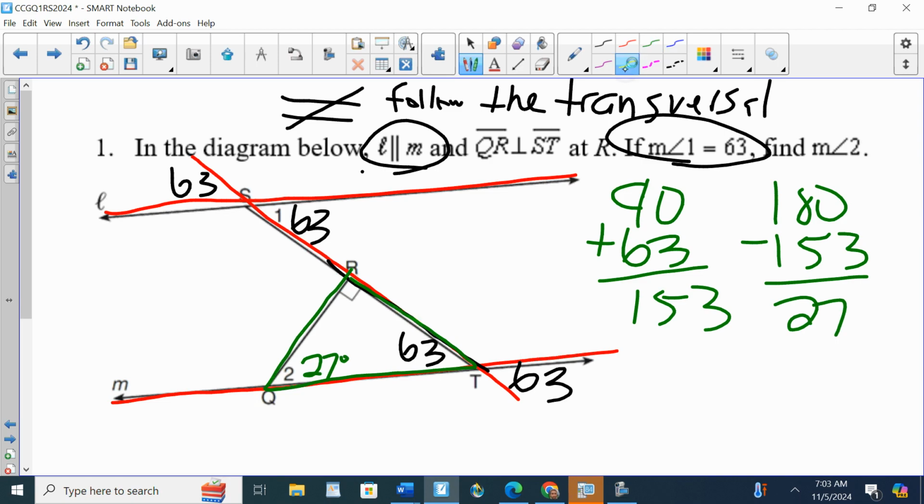Follow the transversal. If these are 63, the transversal hits the other parallel line at T, so those are 63, and once I'm inside of a triangle, the angles must add to 180.